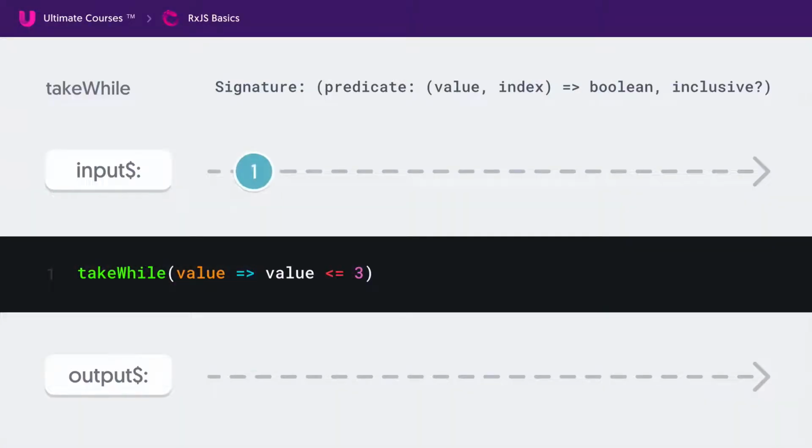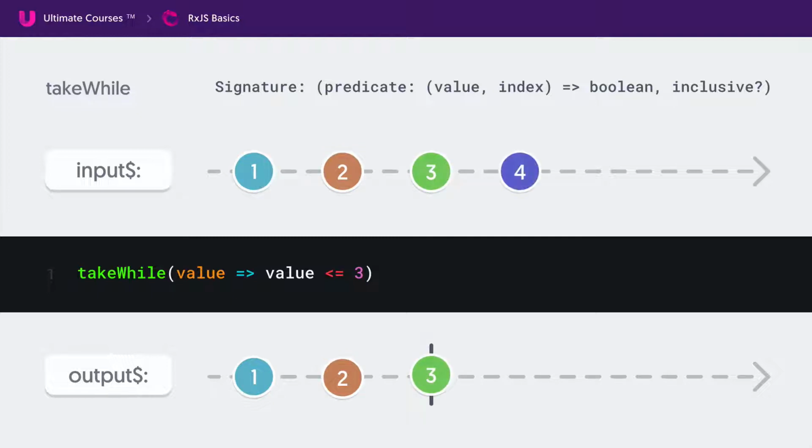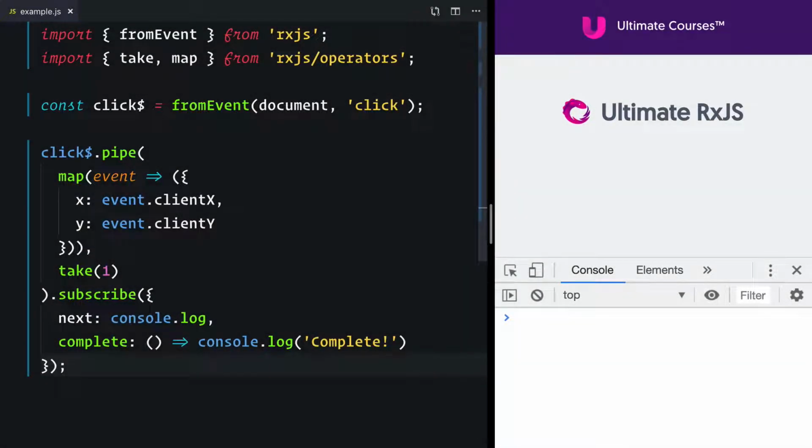The takeWhile operator accepts a predicate function, emitting values from the source observable as long as the condition is met. As soon as the predicate returns false, the observable completes. To see this in action, let's actually start with the second example from the previous lesson.